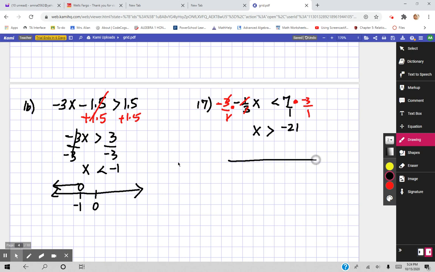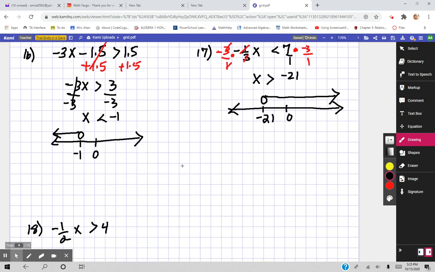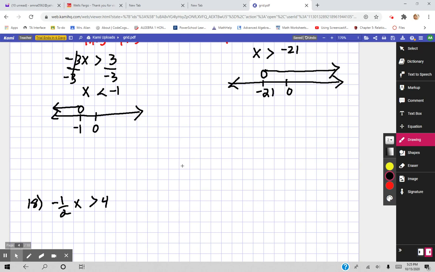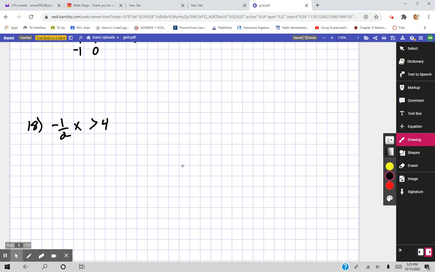And now we can graph our inequality. Somewhere on the left is negative 21. It's going to be open, and it's greater, okay? X is greater than negative 21. So it's going to the right. Yeah, there's still one more, I guess. All right, go ahead and try that one. Number 18.